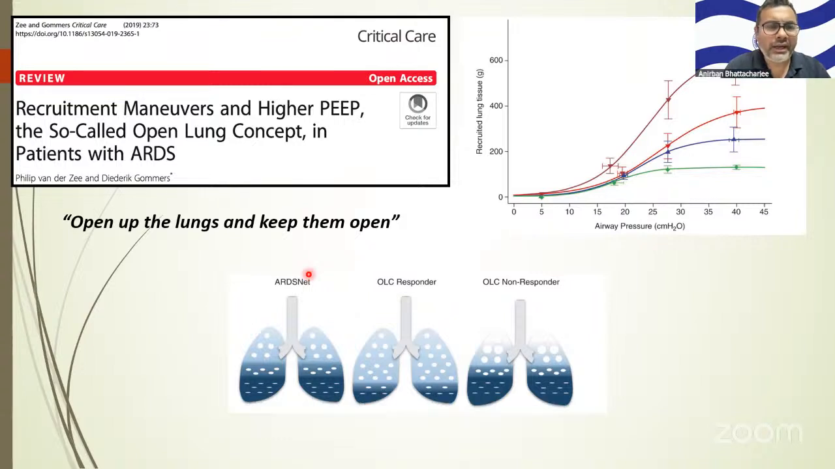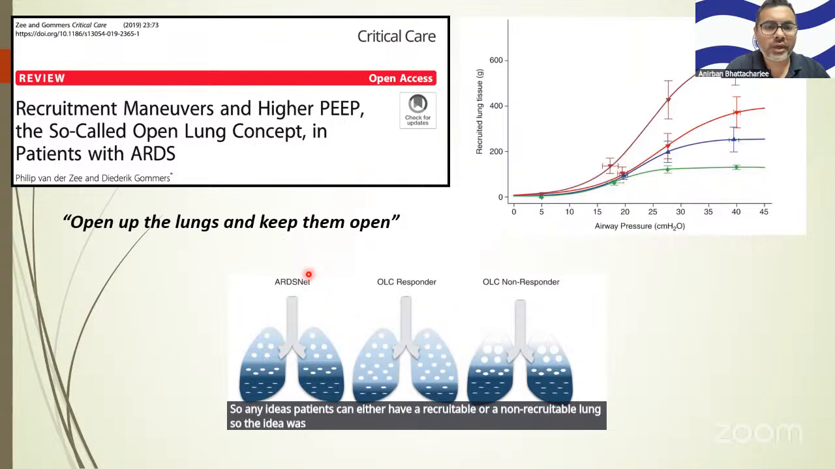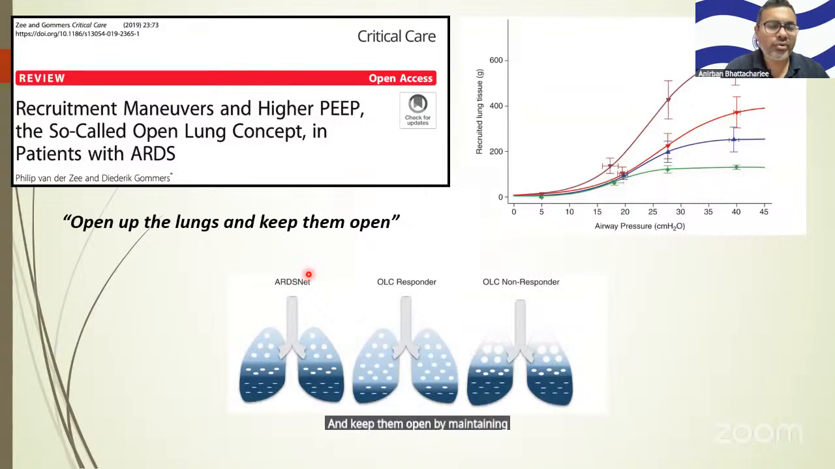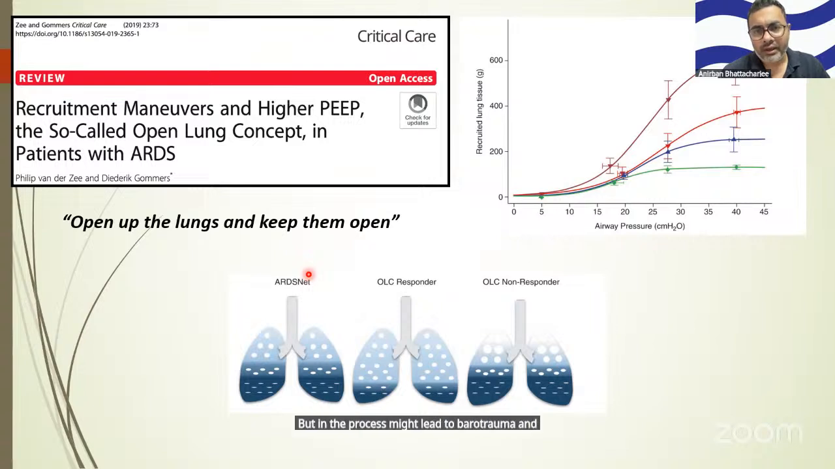So, in ARDS, patients can either have a recruitable or a non-recruitable lung. The idea was proposed that is called the open lung concept, where we would want to do a recruitment maneuver with very high airway pressures to open up the lungs and keep them open by maintaining a very high PEEP. Now, this open lung approach is associated with some problem: it basically targets the atelectrauma part of the ventilation induced lung injury, but in the process might lead to barotrauma and volutrauma as well.